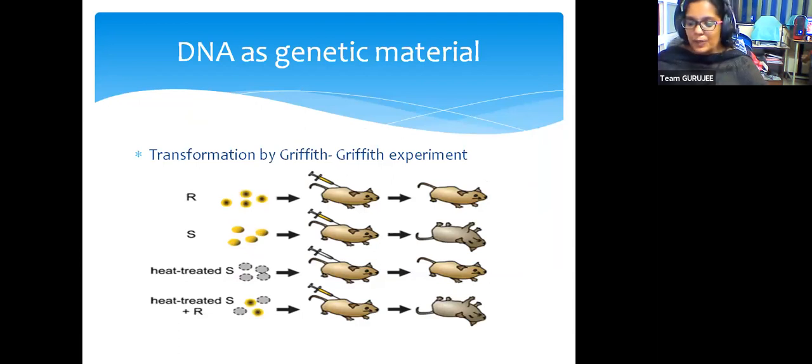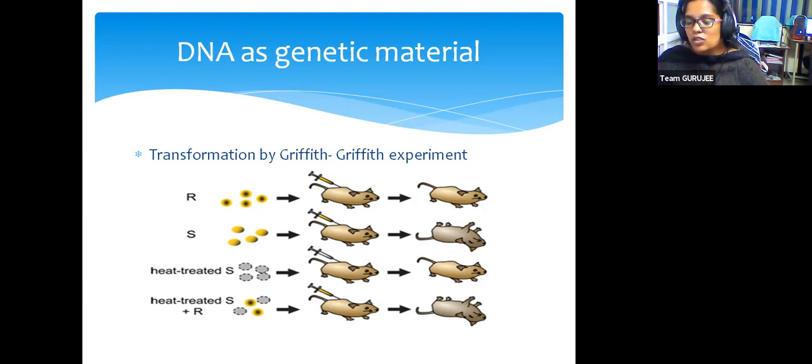This is the first experiment to demonstrate that DNA is a genetic material. In the first mouse, they are injecting the rough strain. Rough strain is very less infective. Smooth strain is more infective. So they infect the first mouse with rough strain. Then in the second mouse, they inject smooth strain. The mouse infected with rough strain lives, so it is alive. But the mouse infected with smooth strain gets infected and dies.